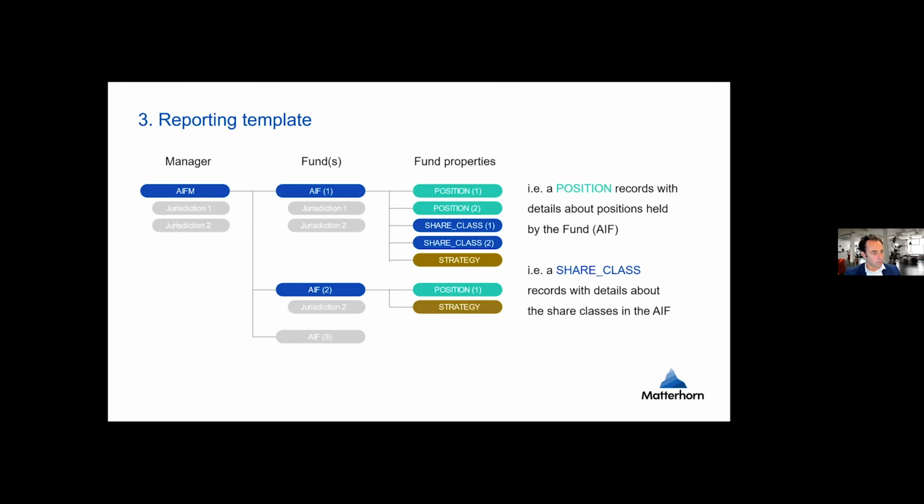So this is a little slide on the structure of the template. In the template, you can set up one manager, and you can report into multiple jurisdictions if needed. So if you're reporting in the Netherlands, you only fill in one jurisdiction. If you are a third country manager, you might have a reporting obligation in multiple countries. You would then attach multiple jurisdictions to your manager. Same for the funds. And you can set up as many funds as you want in the template. You can just expand it.